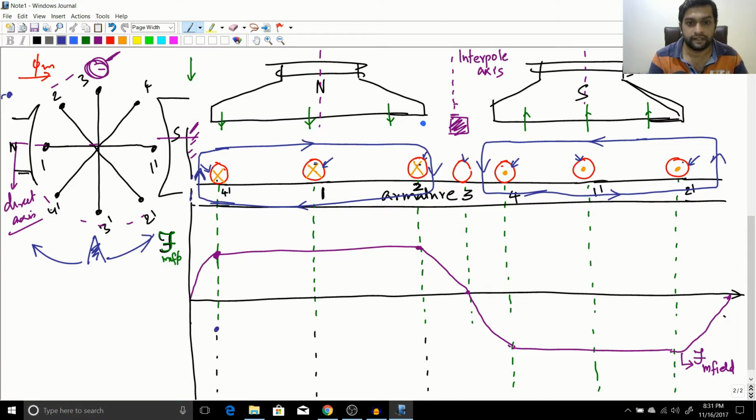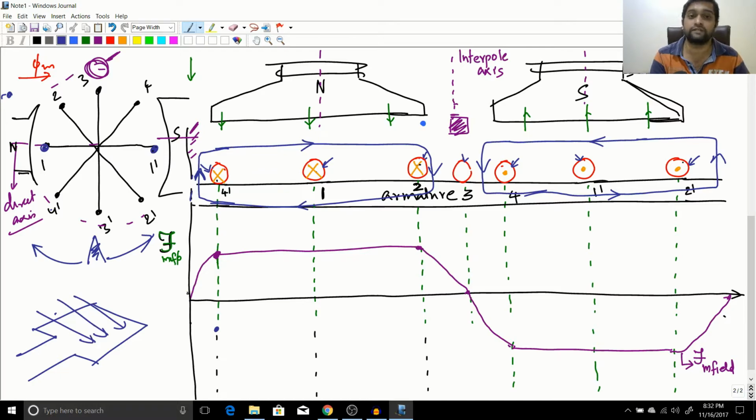This particular area, what happens in 1 and 1 dash? It looks something like this. Now, in this particular area, there is no flux which cuts the coil. Therefore, the number of turns which effectively cuts the coil is 0. Therefore, the MMF associated there will also be equal to 0. So, here your MMF would be 0. These are some important points which we have to take here.